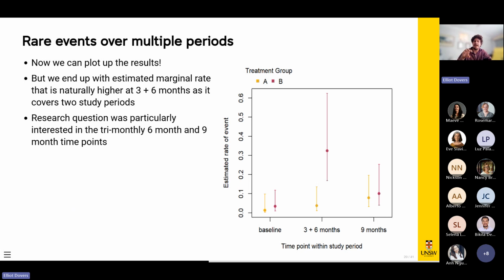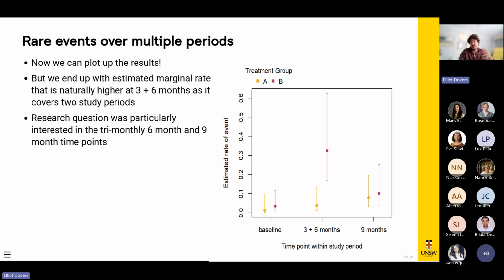Obviously, our 3 and 6 month time period is over a larger amount of time, so we expect to have a higher rate, not comparable to the 9-month tri-monthly period. So I think in this particular case, the researchers wanted an estimate of the 6-month tri-monthly rate and the 9-month to look across that.